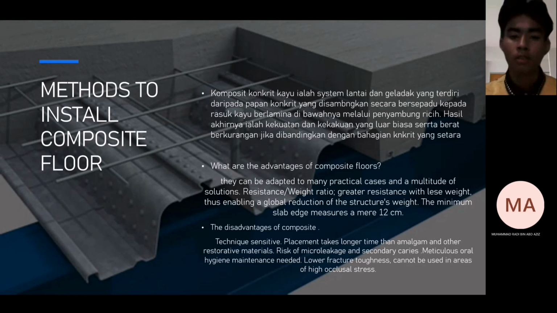The advantage of composite floor. They can be adapted to many practical cases and a multitude of solutions. Resistance to weight ratio. Greater resistance with less weight, thus enabling a global reduction in the structure weight. The minimum slab depth measures a mere 12 cm.